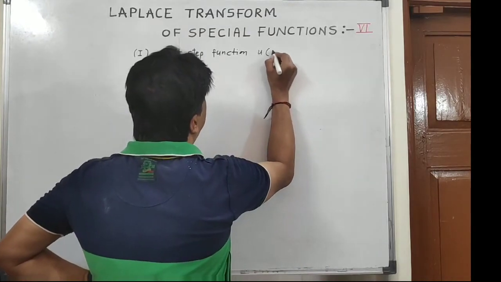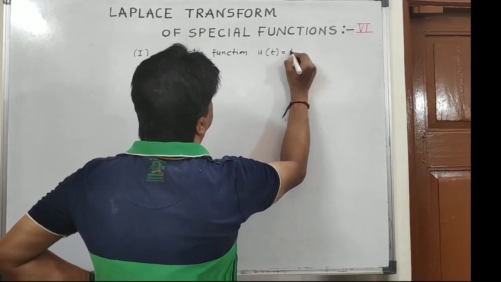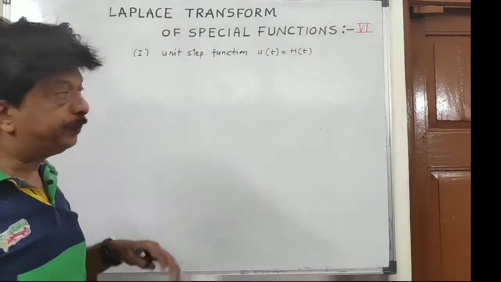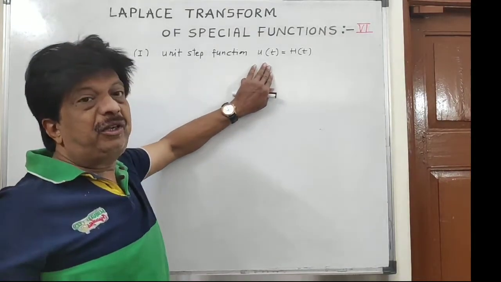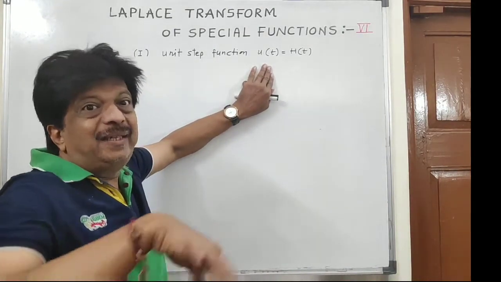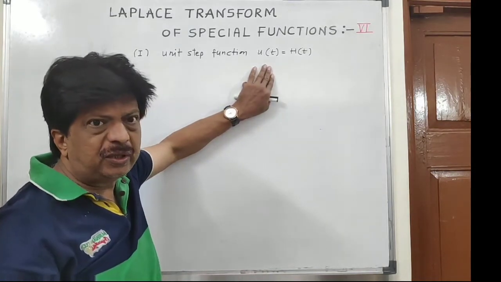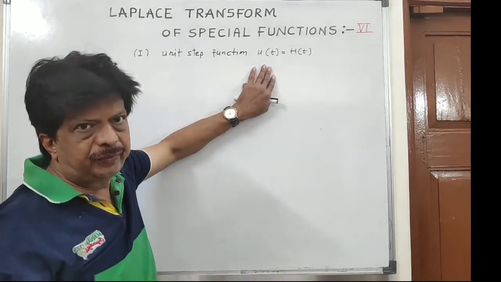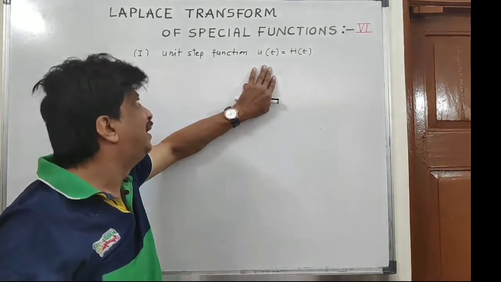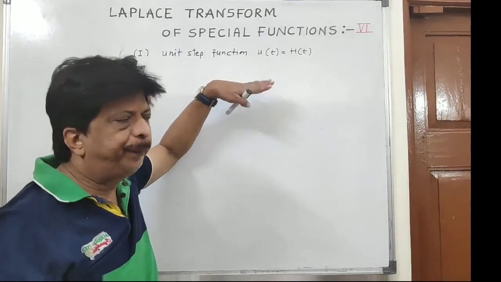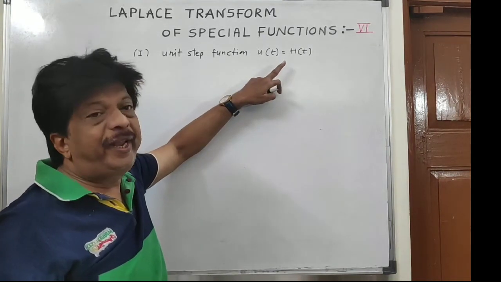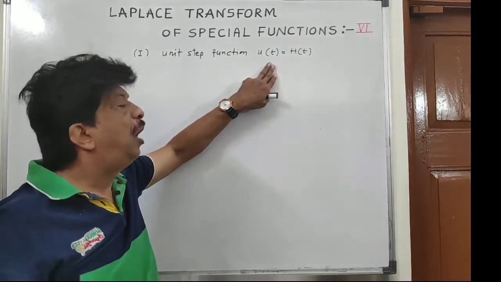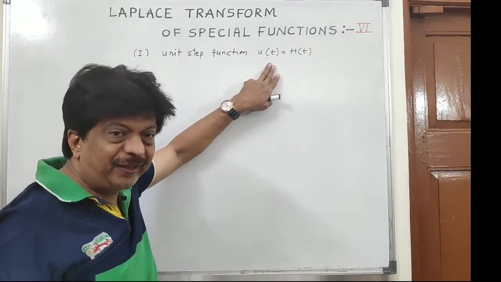U of t, say, or h of t. It is also referred to as the Heaviside's unit step function. It was first introduced by the British physicist Oliver Heaviside. That is why the name is given after him. H of t, many authors denote them as u of t. How has he defined this function?